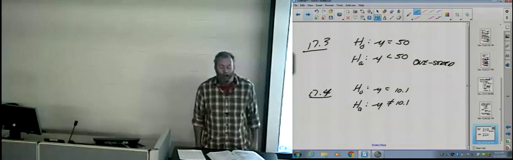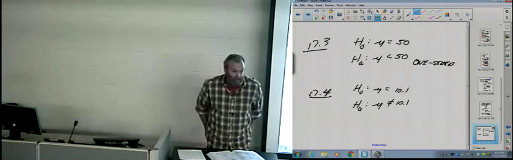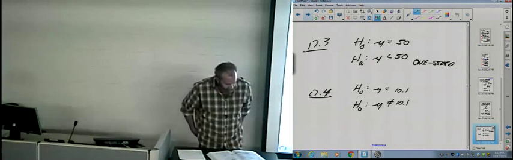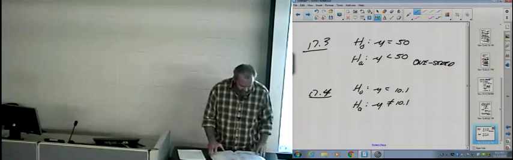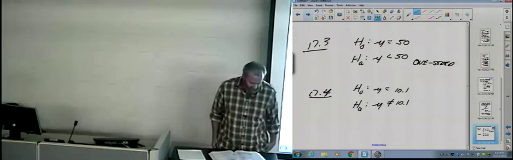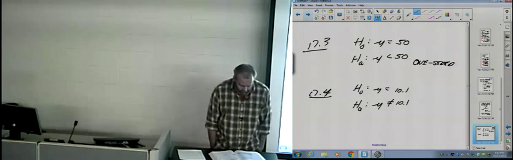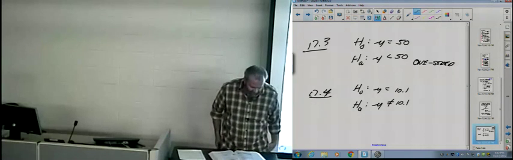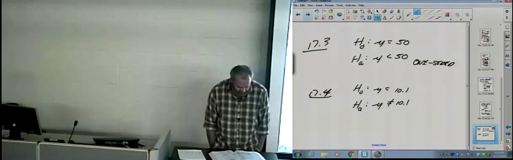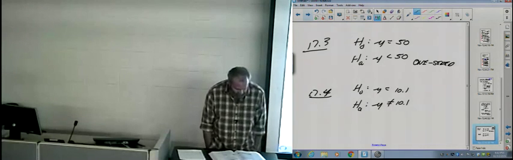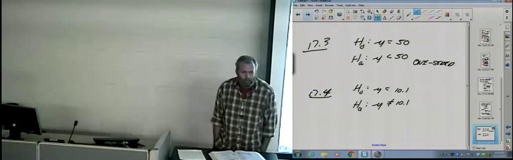I'm going to do a couple more if you don't mind. 17.5. The examinations in a large multi-section statistics class are scaled after grading so that the mean score is 75. The professor thinks that the students in the 7 a.m. class have trouble paying attention because they are sleepy and suspects that these students have a lower mean score than the class as a whole.